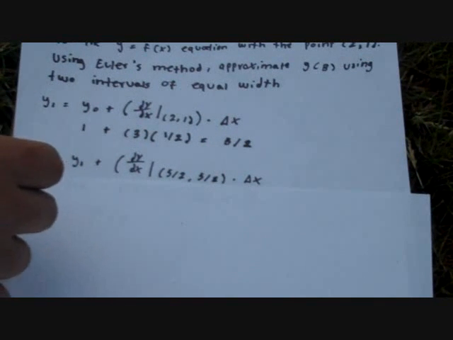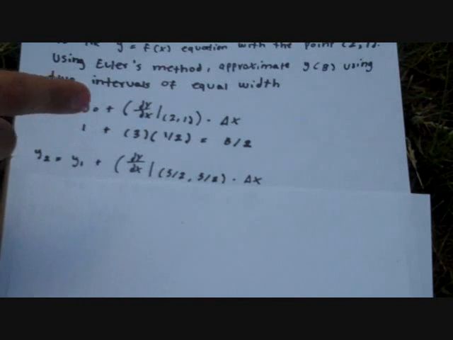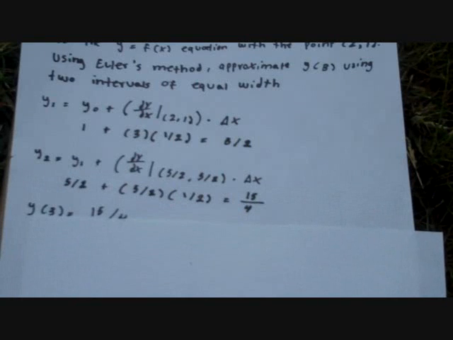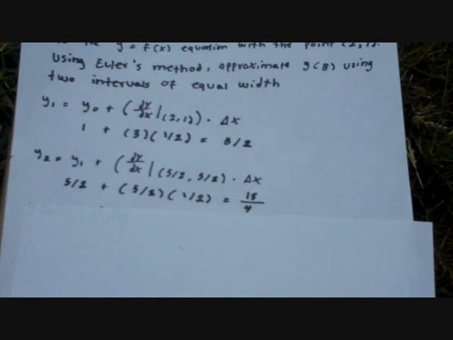So now we're going to find the second part of the problem. We're going to take y of 1 that we just got, which is 5/2, plus dy/dx at that point (5/2) times delta x again, which is again 1/2. Alright, so plugging in the points, we get 5/2 plus 5/2 times 1/2, that was the delta x, which equals 15/4. So our final answer, y of 3 equals 15/4. And that's how you do the problem.